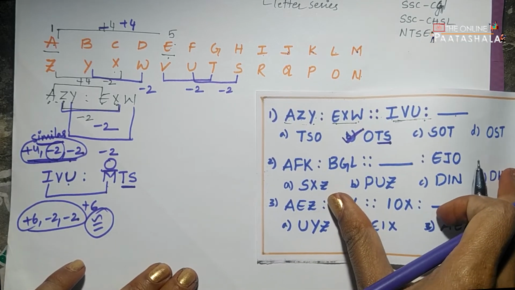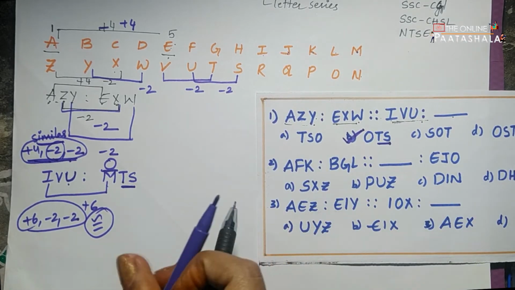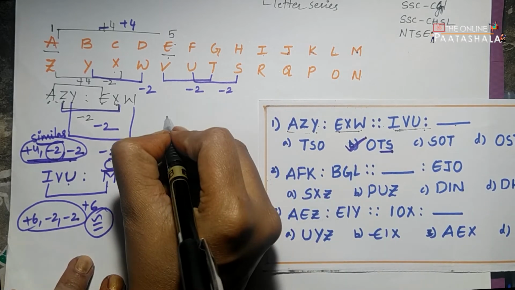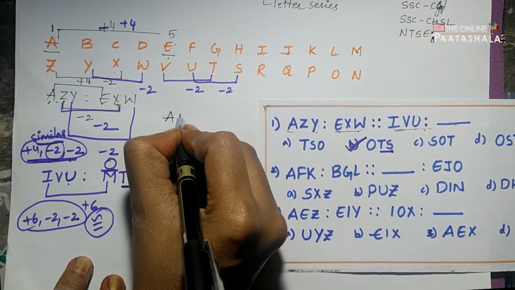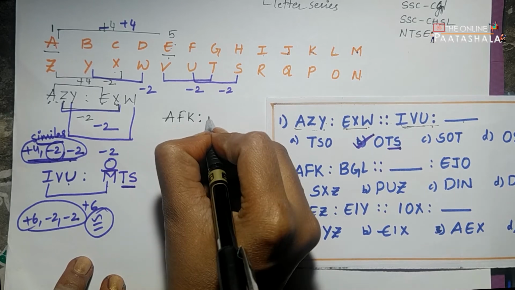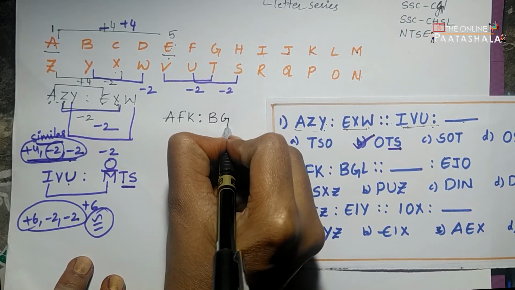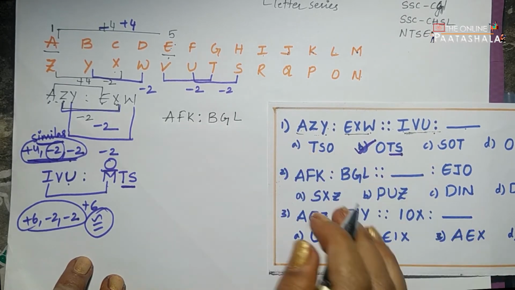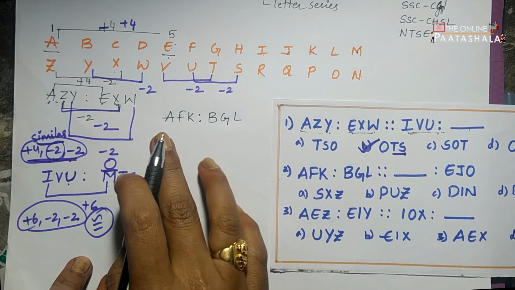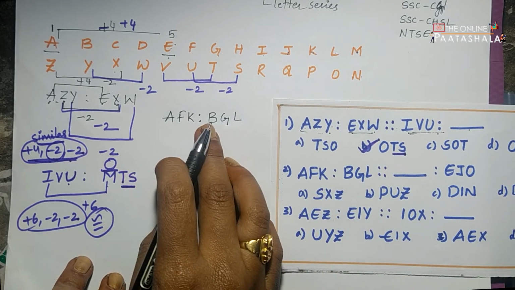Now we will see the next question. How is it in the next question? That is A, F, K. It is showing as B, G, L, right? It is showing as BGL. How has it got the series?